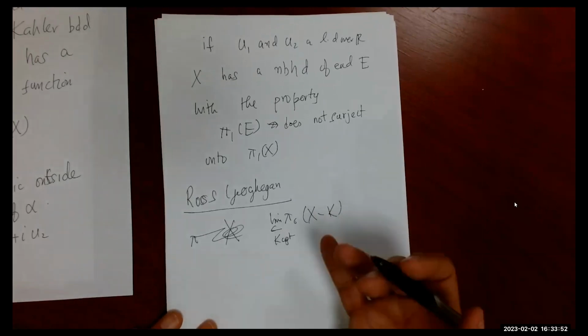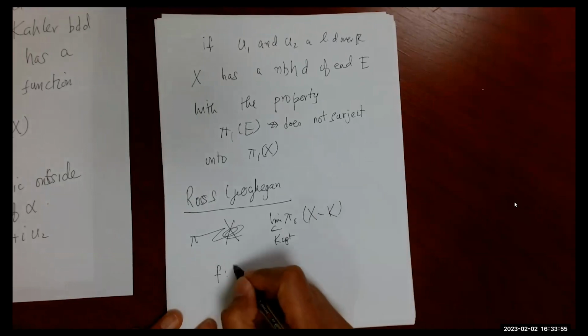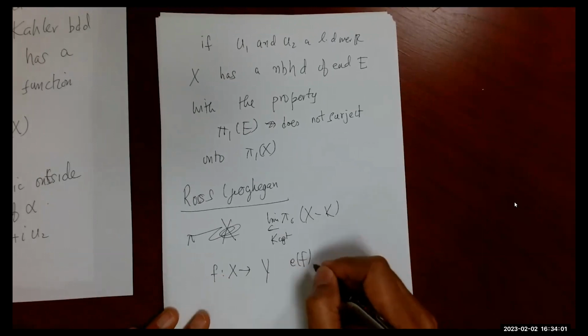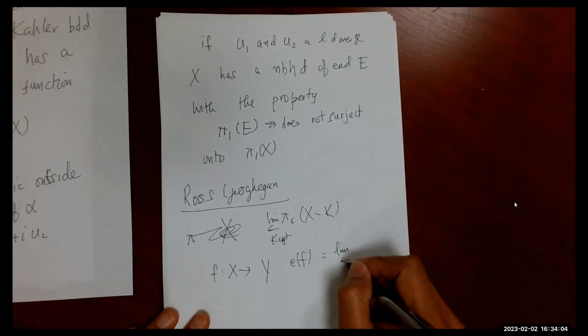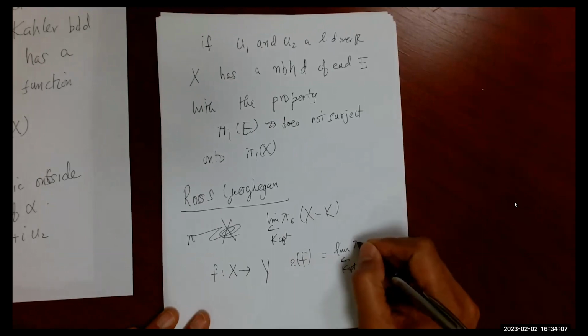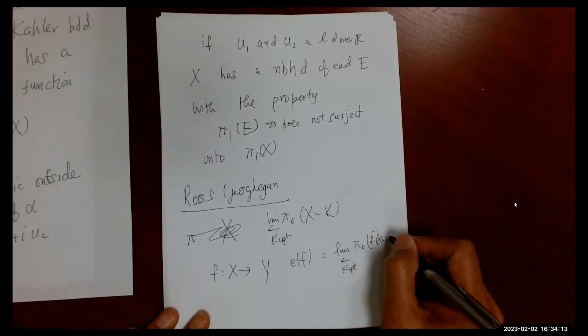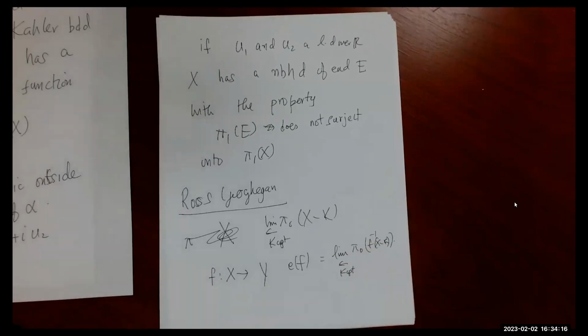You can now play this game for maps too. Supposing you have a map f from X to Y, we can talk about ends of f. This will be the limit again over K compact, but now you take pi 0 of f inverse of X minus K. So you take the complements, take the pre-image, and then try to understand the number of components. So if, for example, X has one end, it certainly will imply that neighborhoods of ends, the fundamental group cannot surject.